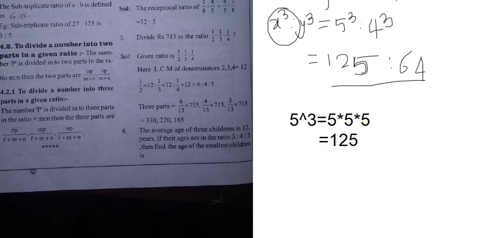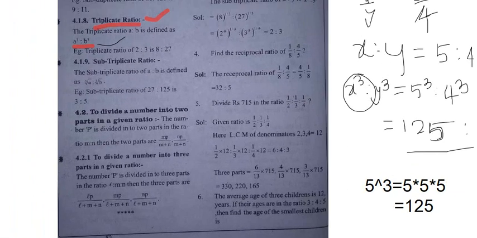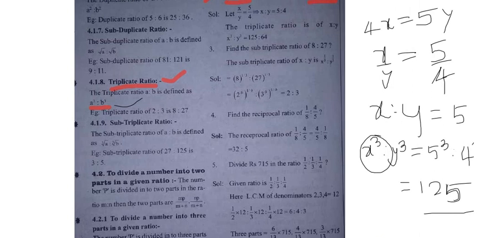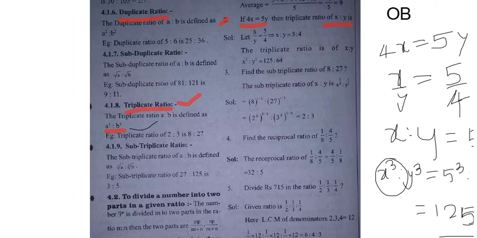Now we shall see the next problem. Second problem you understood, no? Nothing. If they ask duplicate, do square. Triplicate means do cube. Okay. Now we shall move to the third problem.